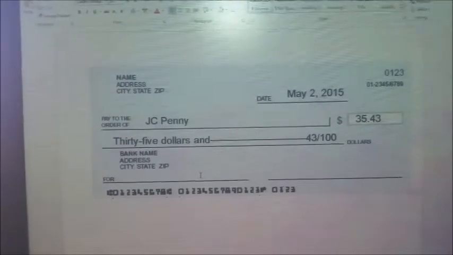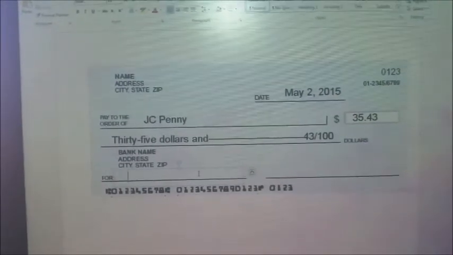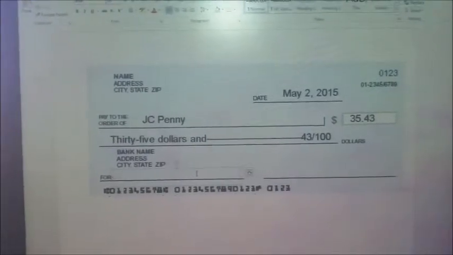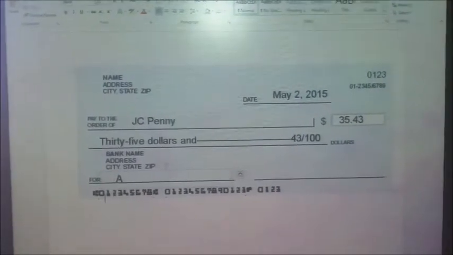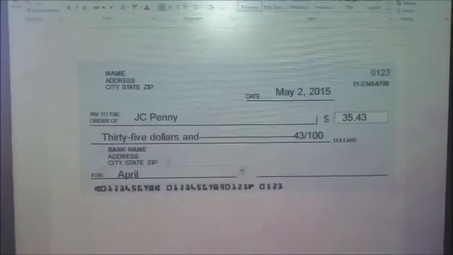Then we have the memo line. This is where you will write what you are buying or why you're writing the check, so that if you have a question about it later on, you can look back at your check. So we're going to write April bill because we're paying our bill for the month of April.